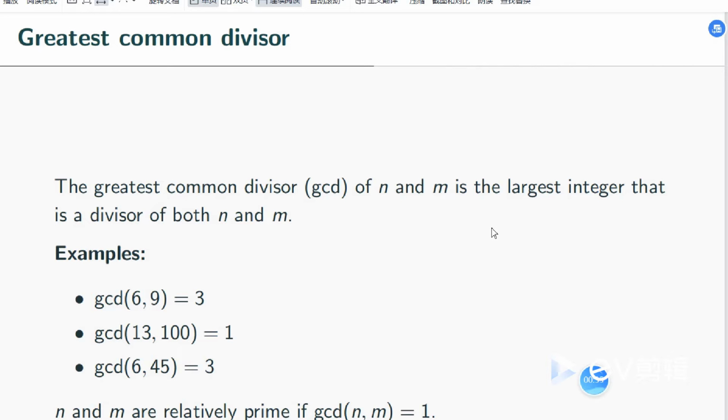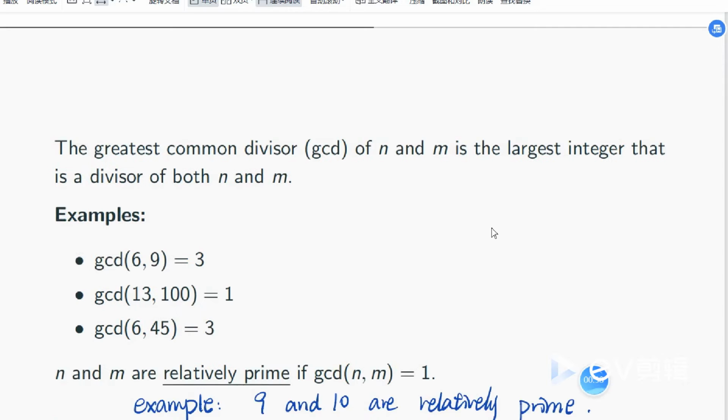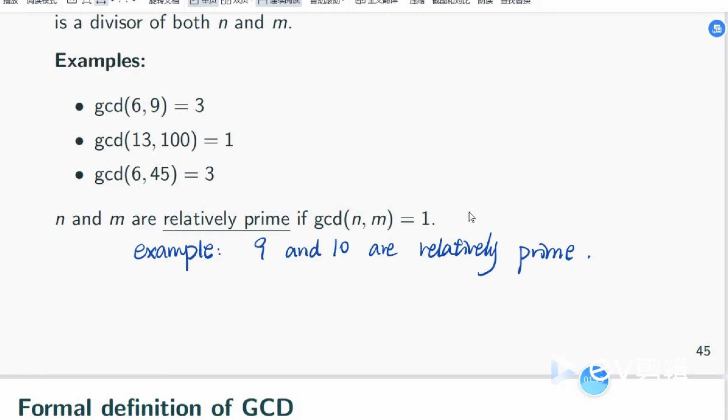In the second example, we notice 13 is a prime number. Since 100 is not a multiple of 13, their greatest common divisor is just 1. And the third example tells us the greatest common divisor here is 3. So maybe we'll say if we have 6 and 18, now they have the common divisors of 2, 3, and 6. So the greatest common divisor for 6 and 18 will be 6. And just as the second example showed, n and m are relatively prime if their greatest common divisor is 1.